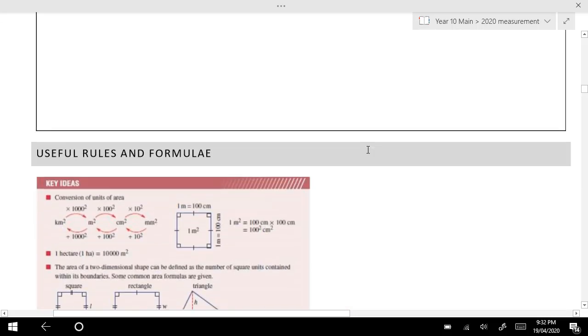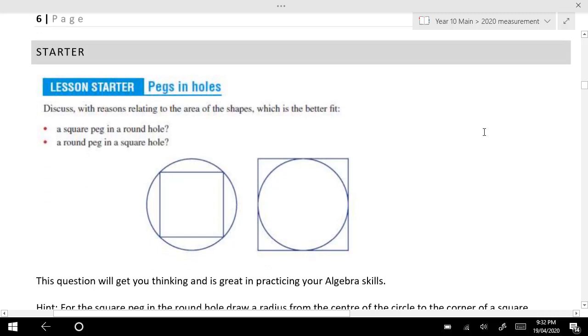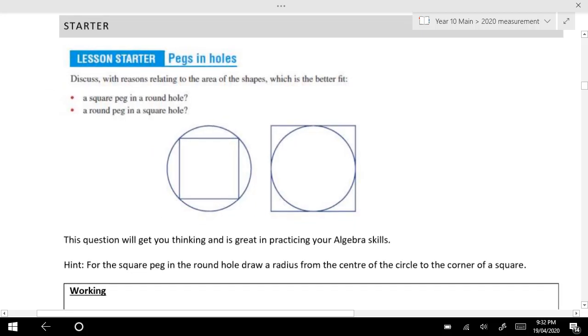So we're on page 6 of your notes, and what I'm going to do is start with a problem which looks at pegs in holes. I would usually do this on the whiteboard and get you to do this, but let's have a go at this. It's good for practicing your algebra skills, a little bit of Pythagoras theorem, areas of circles, squares, and a little bit of ratios as well. So this is a good one. It incorporates quite a few different skills.